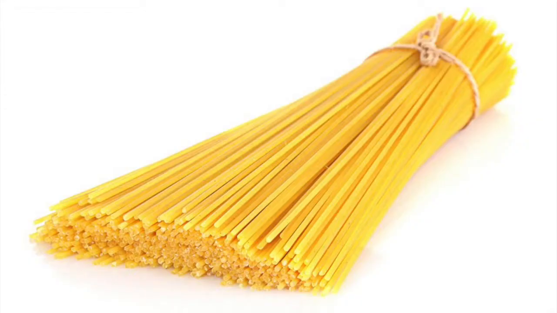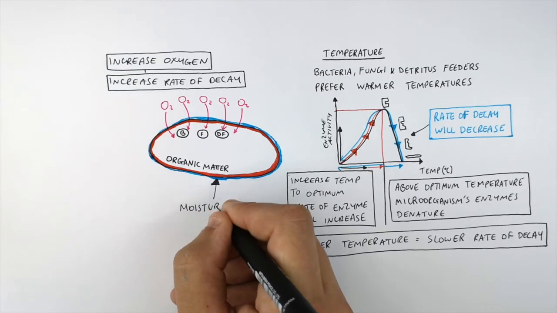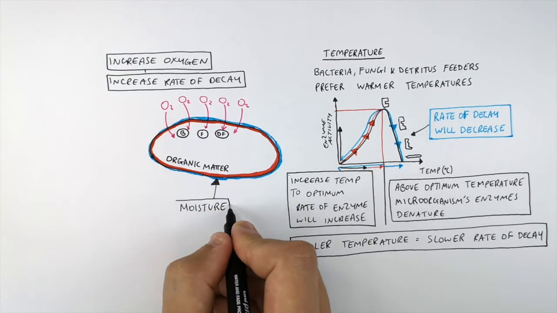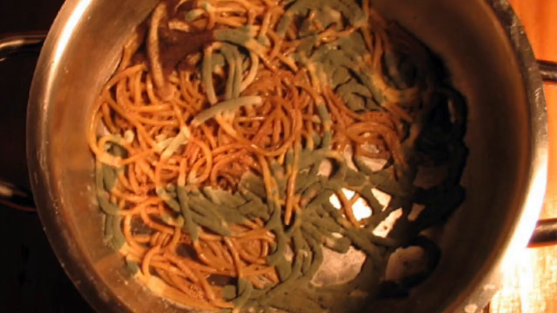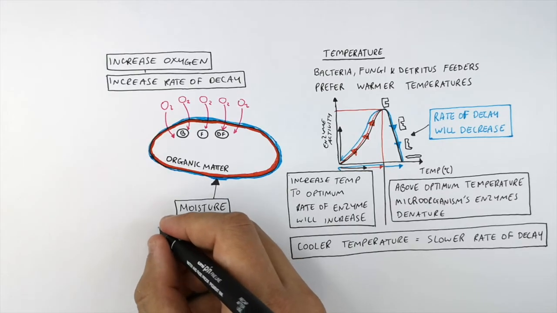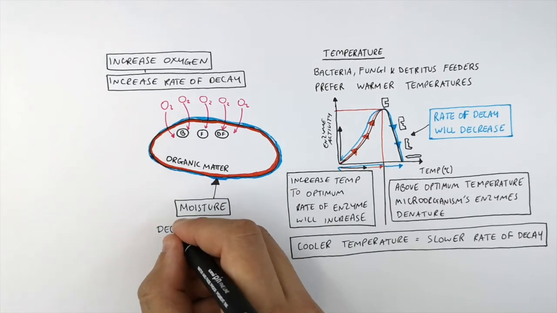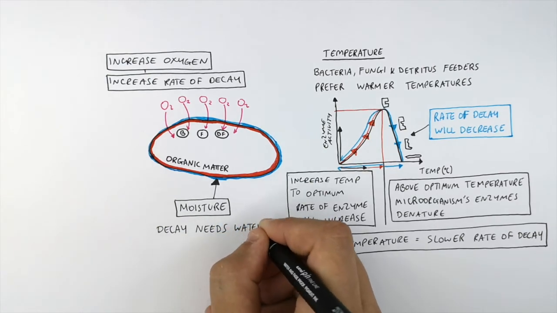Look at this pasta. It's dry. You can store pasta for a very long time because there's no moisture. However, if you cook the pasta and add moisture to the pasta, this is pasta after decomposers have decayed it. So this is now water around the organic matter. This is called moisture, and decay needs water.